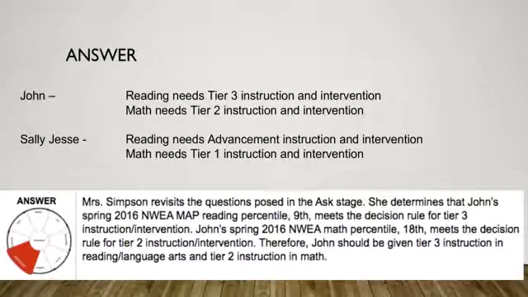Once she's put all of the scores into the spreadsheet, she knows that John is going to be needing Tier 3 instruction and intervention in reading and Tier 2 instruction and intervention in math. Sally Jessie, on the other hand, will need some advancement instruction and intervention in reading, and in math, she'll be looking just great with the core instruction.